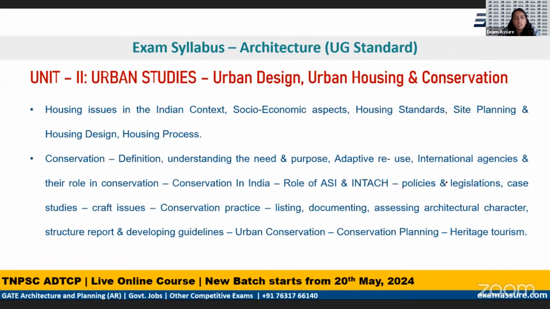Even in terms of housing, what are the housing standards, housing design, site planning, process of housing, what is the government's role with respect to housing. In conservation, again, you need to understand the basic concepts first. What is the process of conservation in India? Role of various agencies like Archaeological Survey of India or INTACH, various policies, various acts that are ongoing with respect to conservation in the country, what is being done or which are the important heritage structures at the state level for Tamil Nadu.